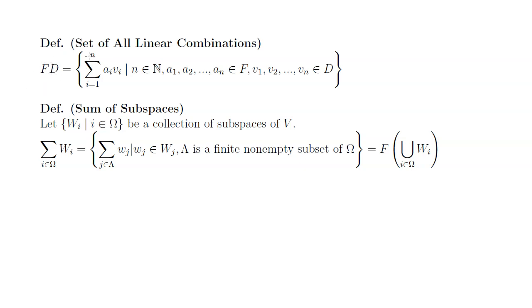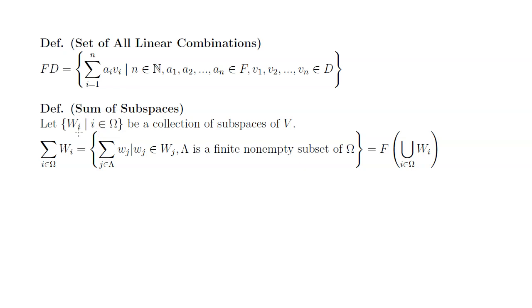So FD is the set of all linear combinations of vectors in D. So that's the first definition. And the second definition is a little bit strange, but we're talking about the sum of subspaces.